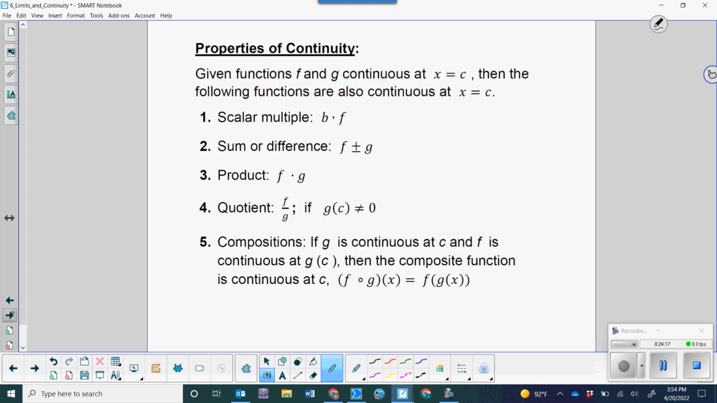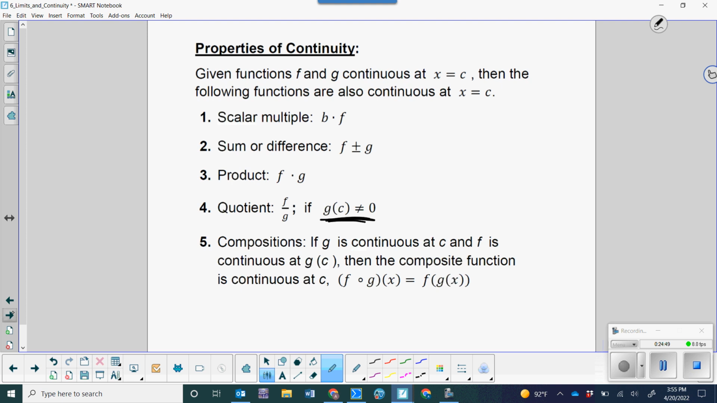If you already know you have two functions that are continuous, and you multiply a function by a scalar, which means a number, it's still continuous. If you add or subtract two continuous functions, the sum or difference is also continuous. If you multiply two continuous functions, still continuous. If you divide, still continuous except where, of course, you would make the bottom 0.